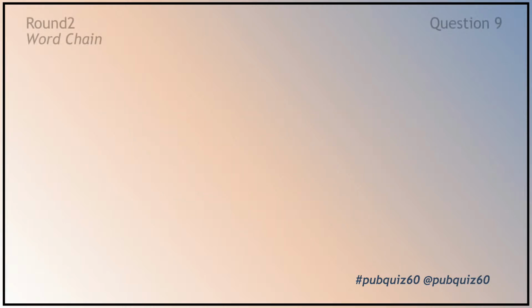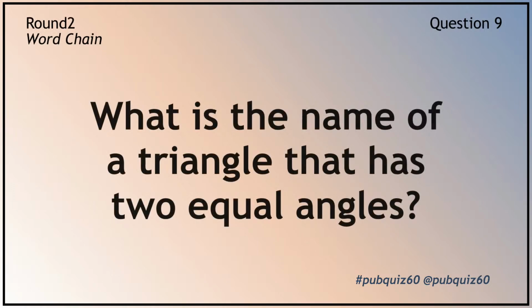Just 2 to go. Question 9 is, what is the name of a triangle that has 2 equal angles? And once again, 20 seconds there on the clock.